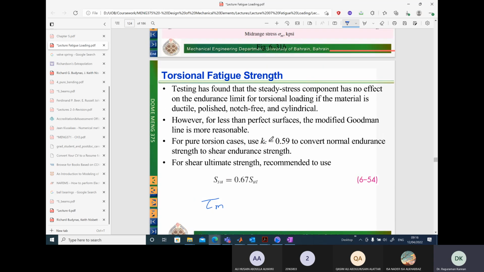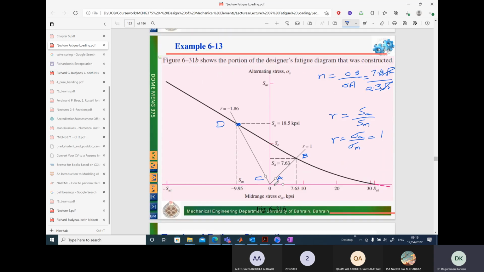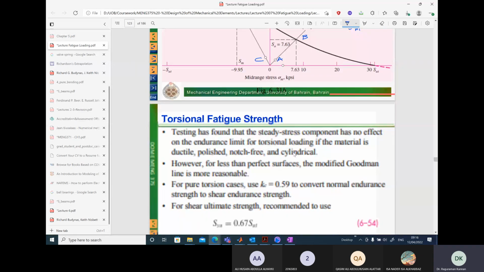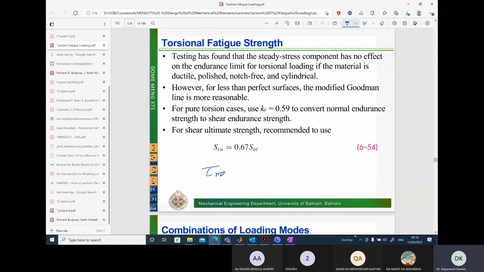What is the difference between the previous and the present one? In the previous one, we can see as sigma m varies, my failure envelope varies. That means we can say the endurance limit or the fatigue limit changes depending upon the sigma m values, but in the case of shear stresses, we need not worry about it. We just take the SSE value.